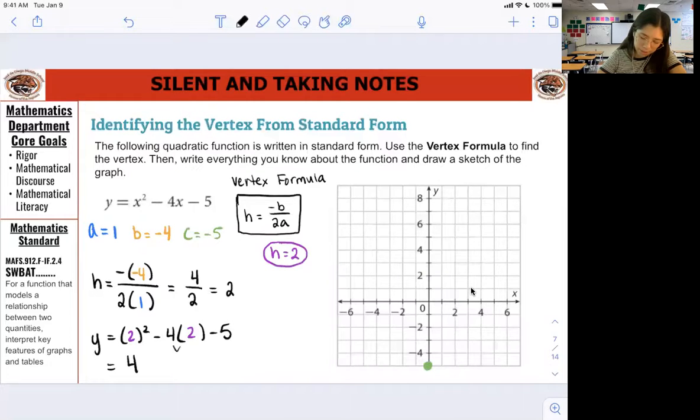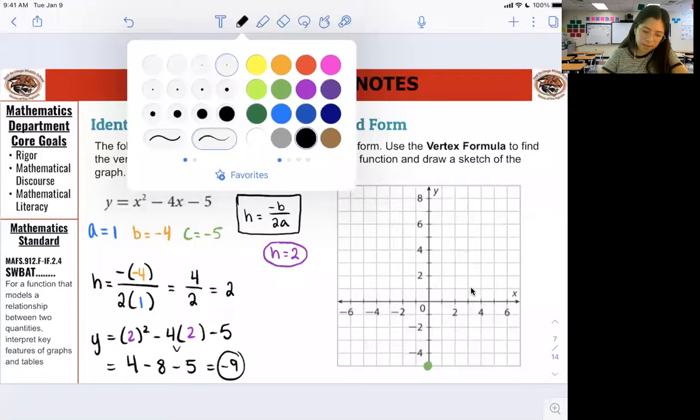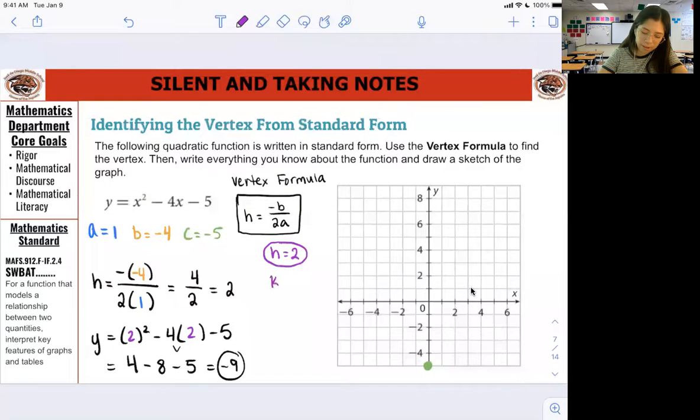-8. And then -5. I would do that real quick. 4 minus 8 is -4. And -4 minus 5 is... 1? -4 minus 1. Oh, -9. And just like that, now I have k. K is -9.